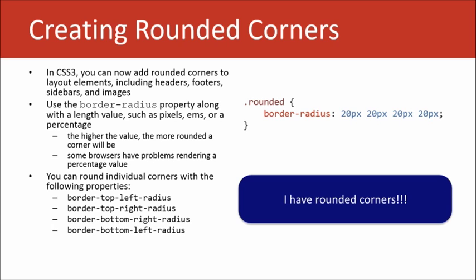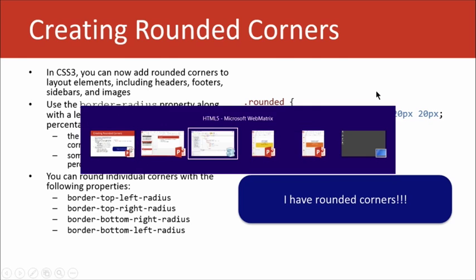Like I mentioned, you can also go ahead and round individual corners with the border top left radius property and border top right, border bottom right, and then border bottom left. Let's go ahead and take a quick look at how you do that in Web Matrix.